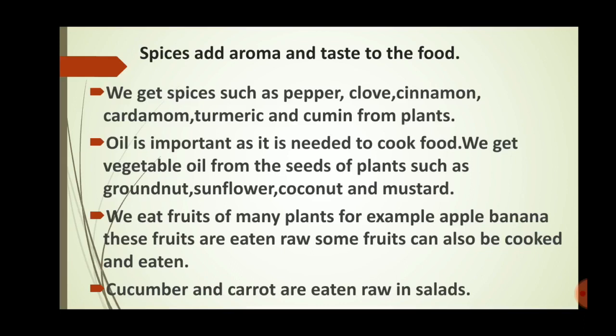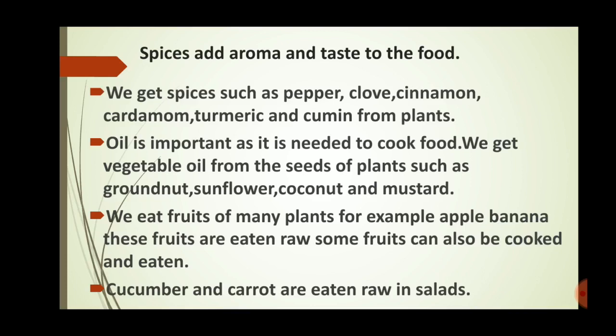Oil is important as it is needed to cook food. We get vegetable oil from the seeds of plants such as groundnut, sunflower, coconut, and mustard. Children, most food is cooked before eating, and we use oil to cook food. We get cooking oil or vegetable oil from oil seeds such as sunflower, groundnut, coconut, and mustard. Cooking oil is extracted from these oil seeds.